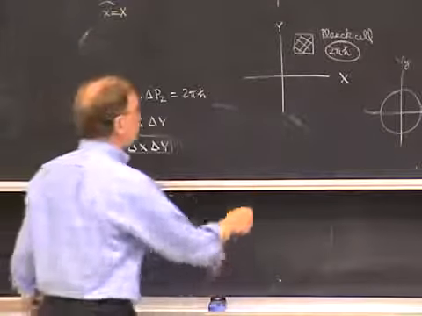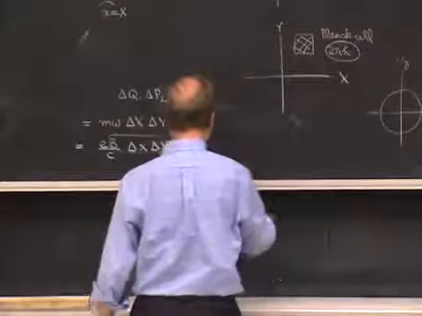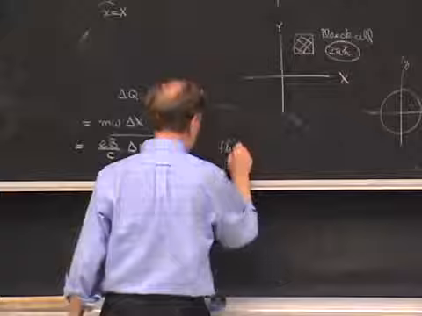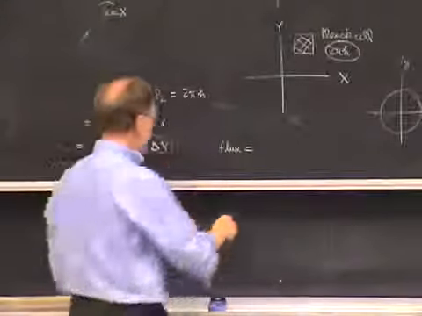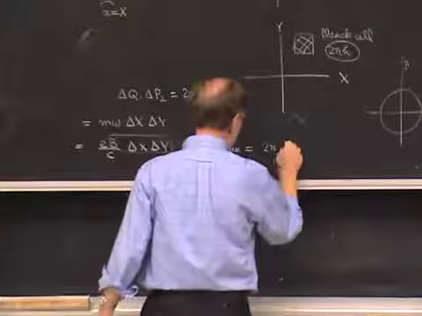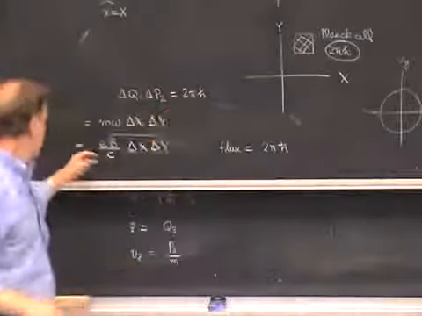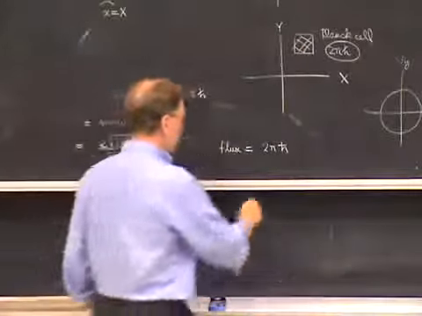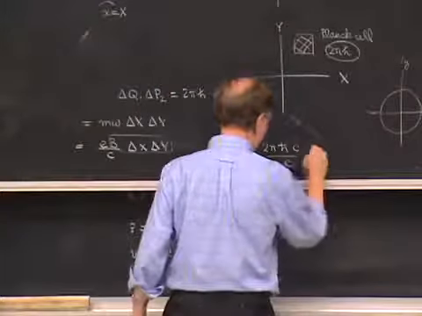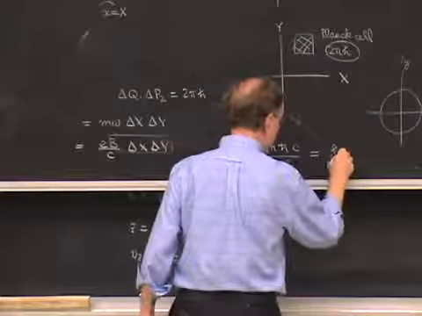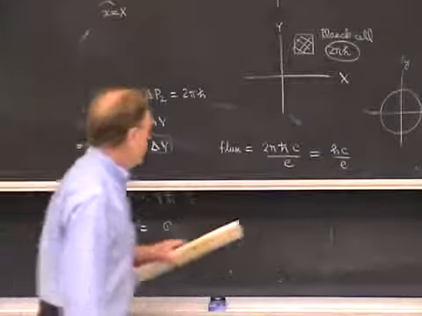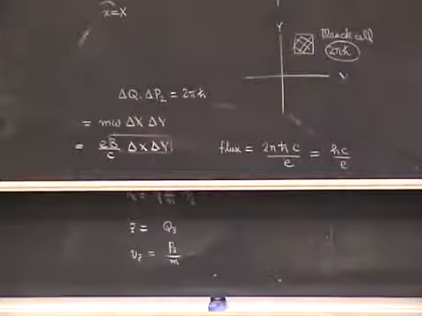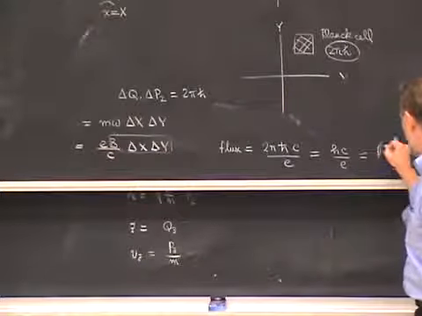And so what we find is the flux through a single Planck cell, B delta x delta y, is equal to 2 pi h bar times c over e, which is more usually written this way, hc over e. hc over e is a unit of magnetic flux, and it's called the flux quantum.